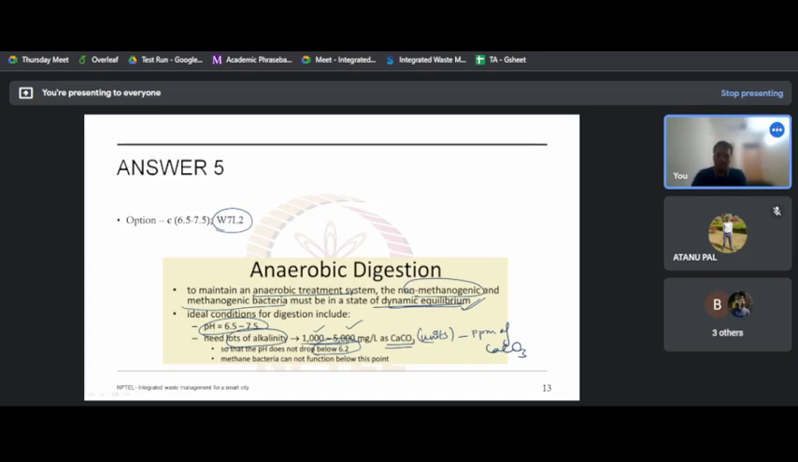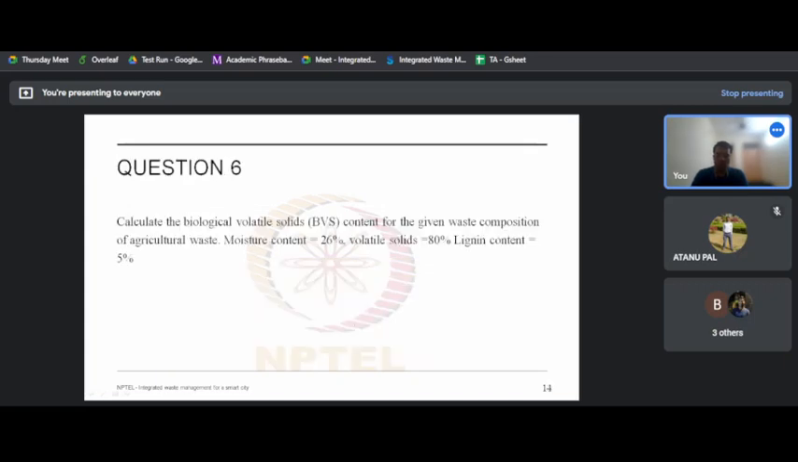Moving on to question number 6. Calculate the biological volatile solid content for the given waste composition of agricultural waste. So we have moisture content of 26%, volatile solids 80%, and lignin content of 5%. So the given options are 0.69, 0.66, 0.78, and 0.80.